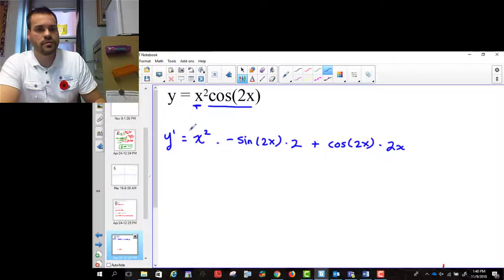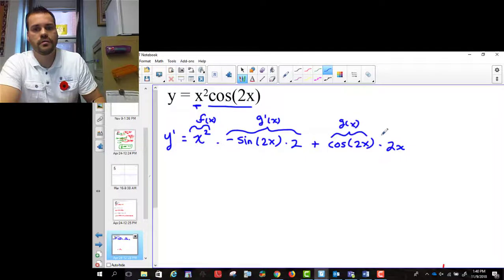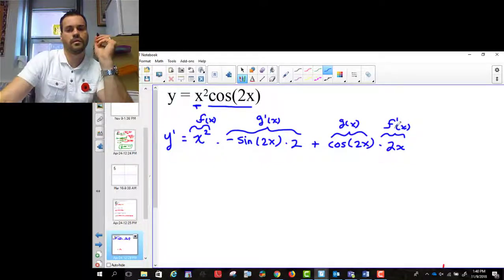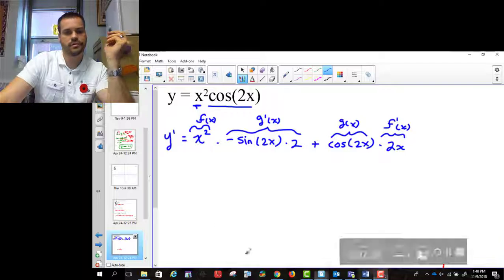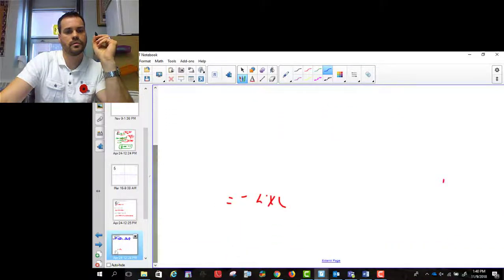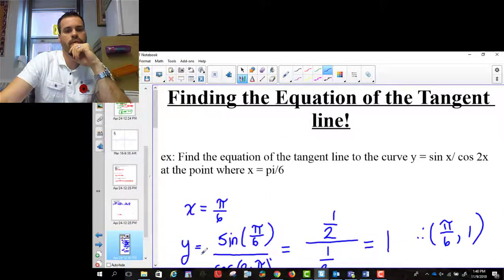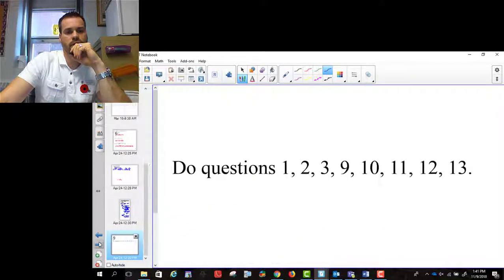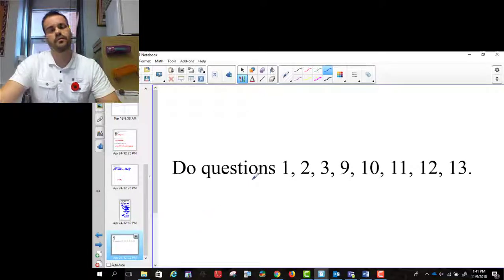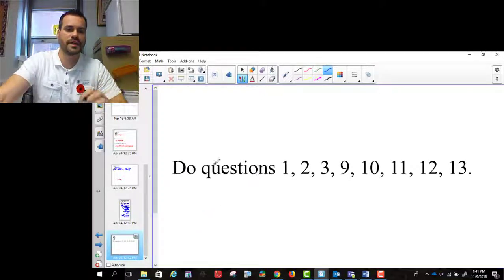Then it's plus the second function, which is cosine of 2x, multiplied by the derivative of the first, which is 2x. Okay, so this is, again, this is f of x. This whole thing here is g prime. And then this is g of x multiplied by f prime. Okay, so that's how you do the derivative with trig functions in them. And you can find the equation of the line the same way. We're not going to bother with that right now, but that's trig derivatives. So we're going to talk about the other ones in another video, but that's sine and cosine.